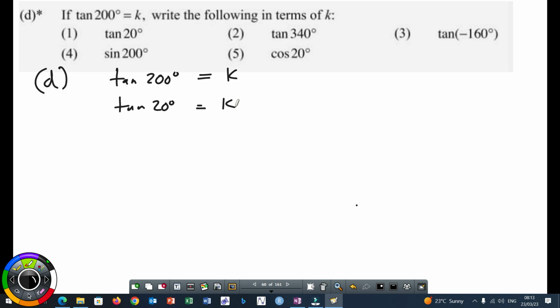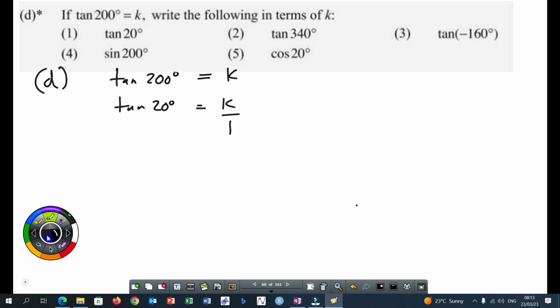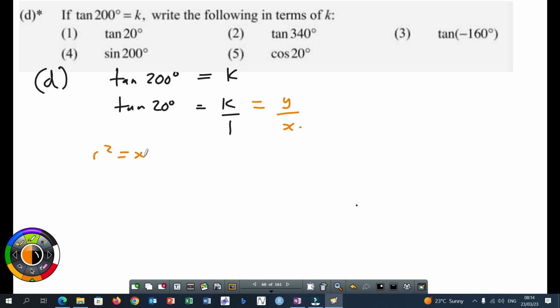If you check with your calculator, tan 200 is equivalent to tan 20 degrees. So if you have got tan 200, you can replace it by tan 20 degrees. Then after that, you carry on. So the denominator is 1 there. Right? So we are going to have our y, which is the k, and our x, which is the 1. Then r squared is equal to x squared plus y squared.